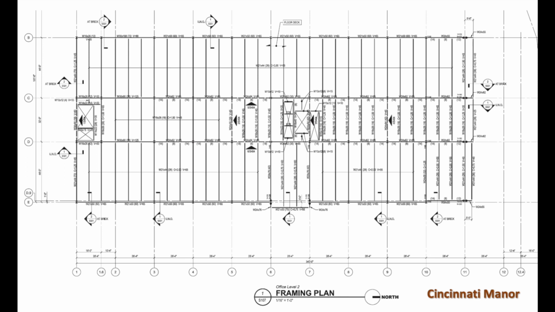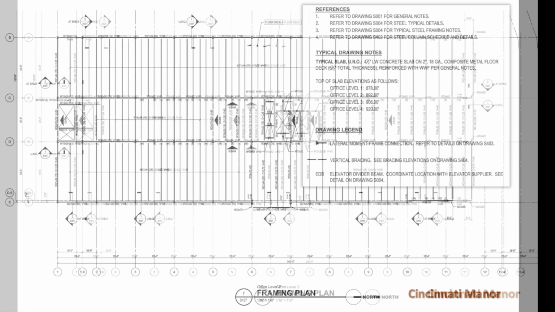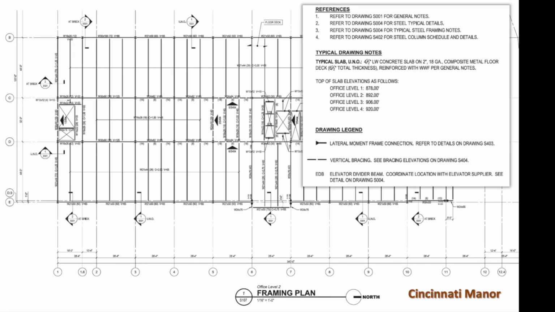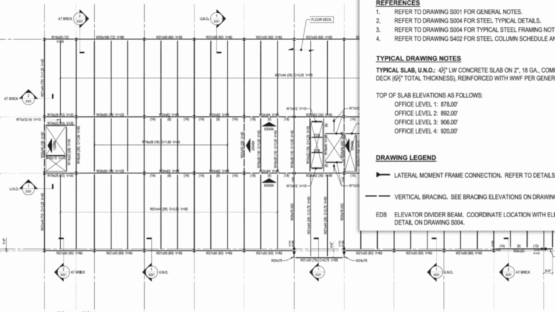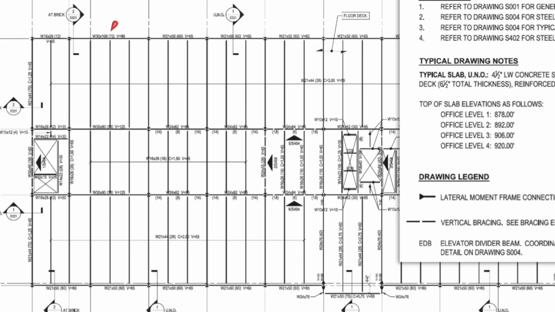Continuing to use the Cincinnati Manor prints included in your set of drawings, let's look at the structural framing plan for the office level second floor. First note, there are notes in the top right-hand corner that reference back to other sheets, some of which are not included in this set. More on that in a few minutes. Zooming in, we see W30 by 108, a W21 by 50 perimeter beams, a W30 by 90 and W21 by 44 interior beams.